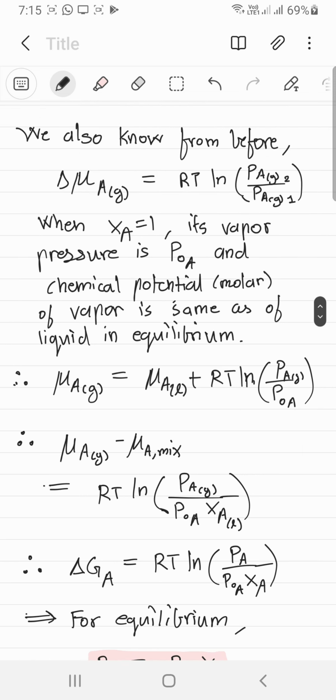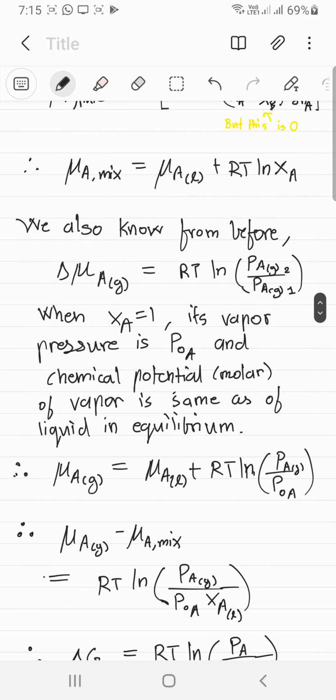Okay, so now we get this equation, and we also have this equation. So delta, the chemical potential of A in the mixture, that's, as we know, the chemical potential of pure A plus RT natural log of XA, and the chemical potential of A as a gas, that is the chemical potential of pure A liquid plus RT natural log of the ratio of the pressures.